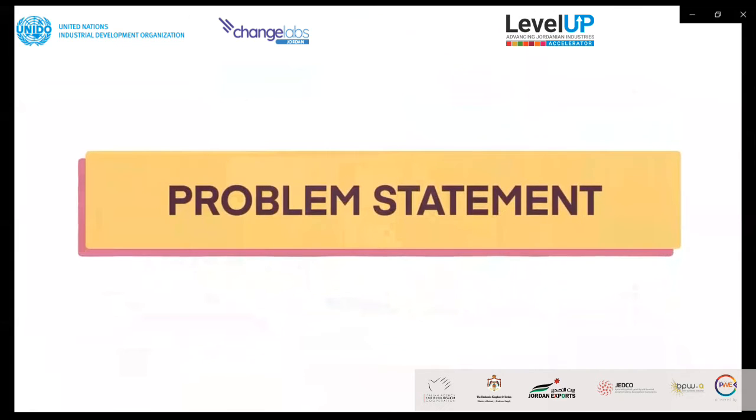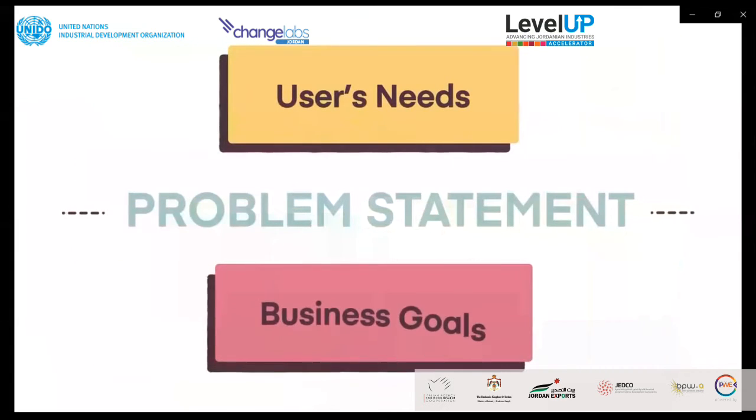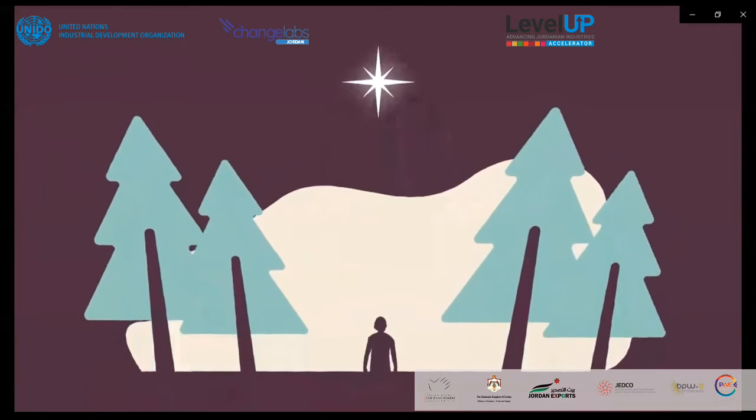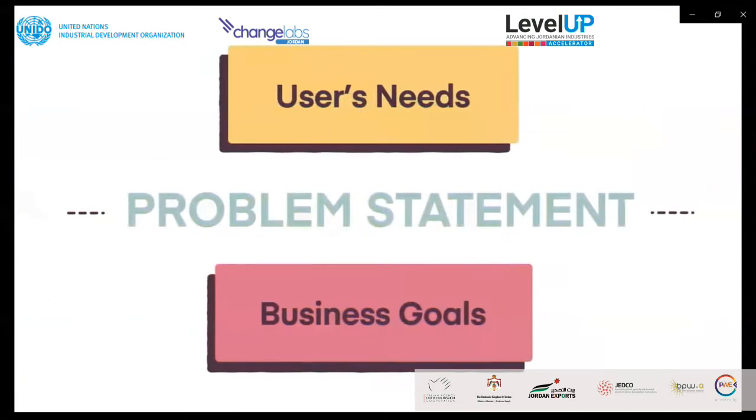When creating your problem statement, focus on the user's needs over the business goals. Keeping it human-centered is the theme here. This problem statement will act as your North Star. If you start to trail off or get lost, just look back to the problem statement to refocus.